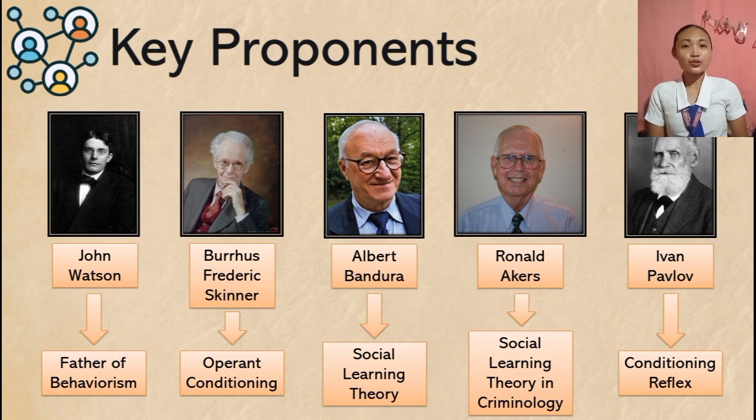Ronald Akers' social learning theory in criminology posits that individuals are more likely to engage in criminal behavior if they are exposed to more pro-criminal influences than anti-criminal influences. This means that if someone is surrounded by people who view crime as acceptable or even desirable, and they are rewarded for engaging in criminal acts, they are more likely to adopt those behaviors. Conversely, if an individual is surrounded by people who condemn crime and they are punished for engaging in criminal acts, they are less likely to adopt those behaviors.